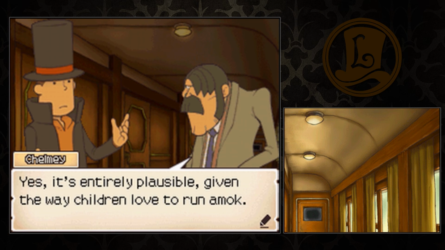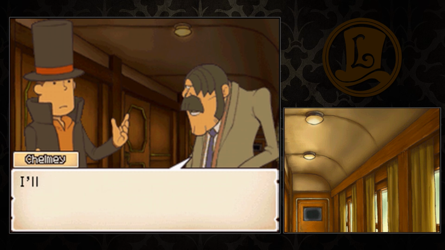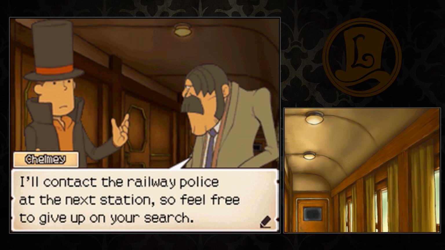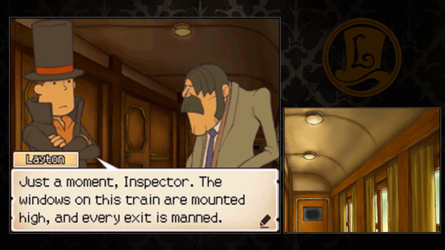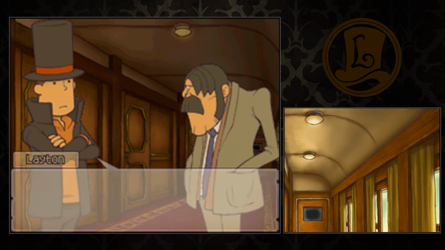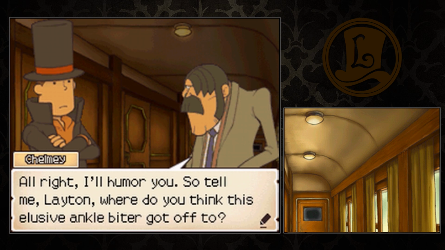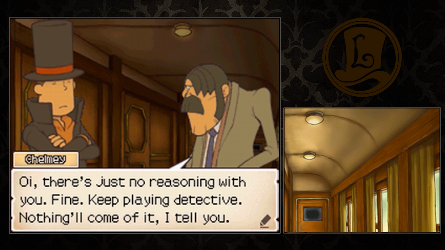Yes, it's entirely plausible given the way children love to run amok. You're right, Kelmy. Maybe he had a heart attack. When you combine that with their oversized heads, you've got yourself a recipe for disaster. I'll contact the railway police at the next station, so feel free to give up on your search. Just a moment, Inspector. The windows on this train are mounted high and every exit is manned. Don't you think it's unlikely a child could have made it off the train unnoticed? Alright, I'll humor you. So tell me, Layton, where do you think this elusive ankle-biter got off to? That I can't say, but something tells me we've made a rather large misassumption here. Oi, there's just no reasoning with you. Fine, keep playing detective. Nothing will come of it, I tell you.